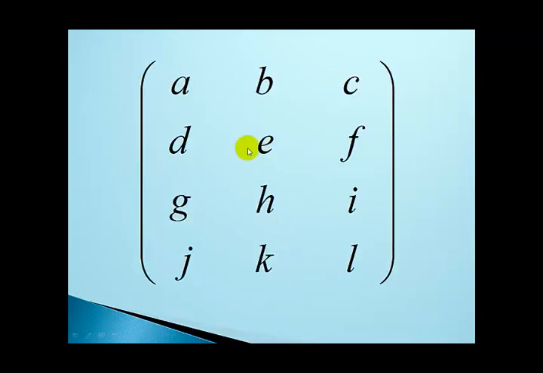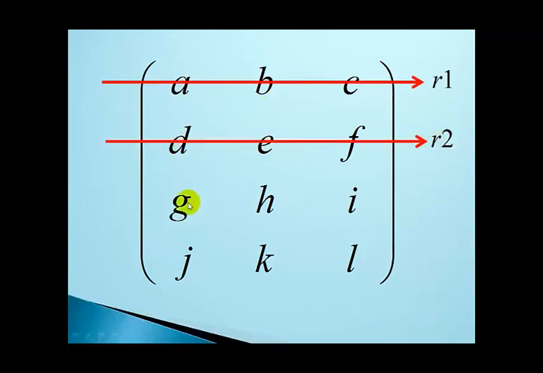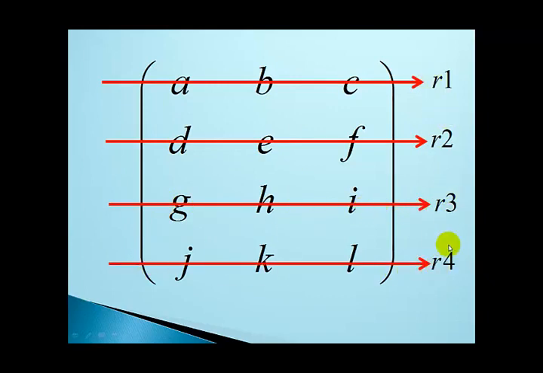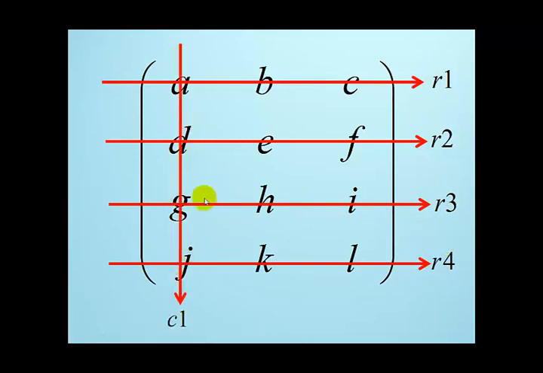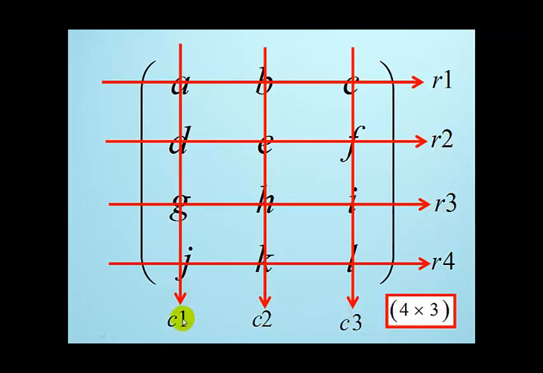Now let's consider this matrix. We have row 1, row 2, row 3, row 4. So we have 4 rows. Now let's look at the columns. We have column 1, column 2, and column 3. So this is a 4 by 3 matrix because the number of rows is 4 and the number of columns is 3.